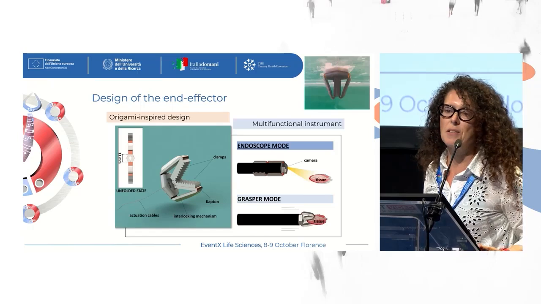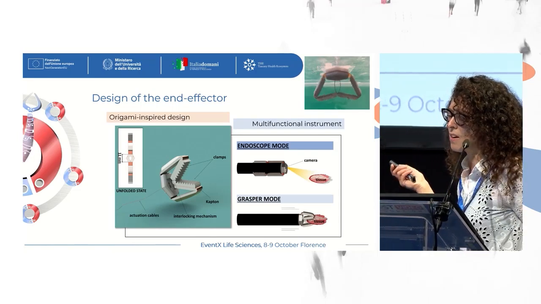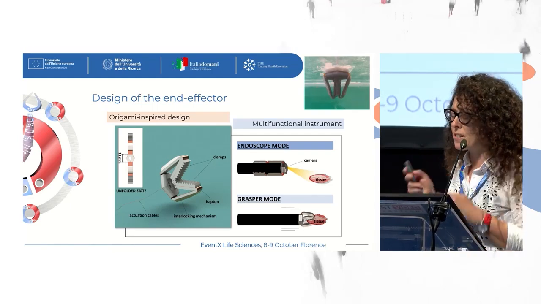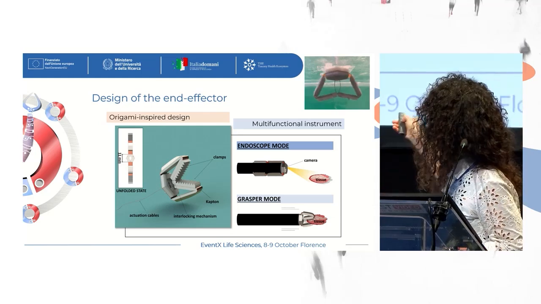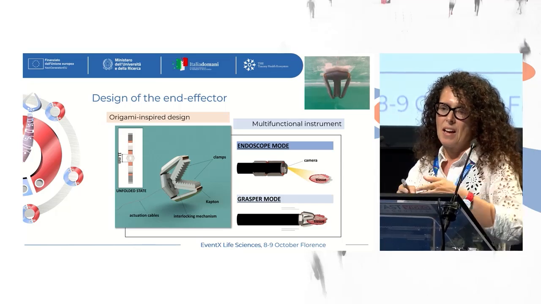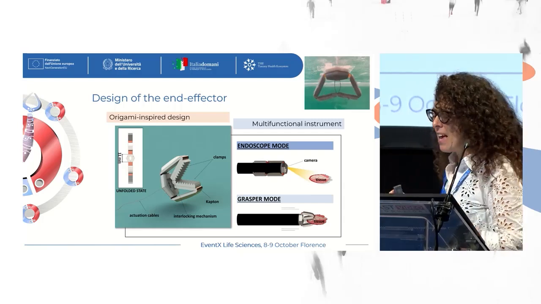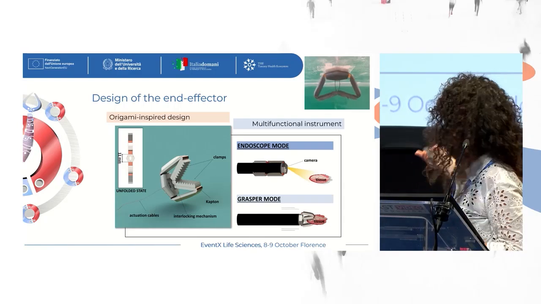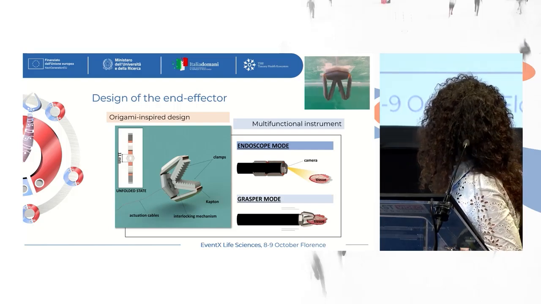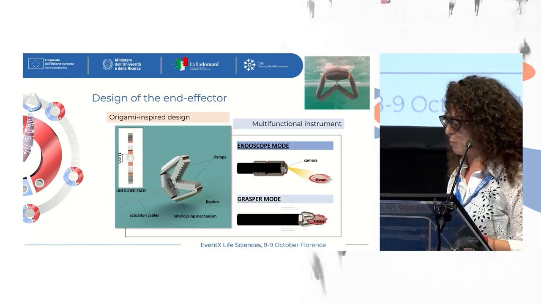The second part is the gripper. You enter the body to do something. So we are developing an origami structure gripper that in the closed configuration is like that. So you can enter with a small diameter along the body. And then you can deploy it as an origami to obtain this configuration and to have the possibility of manipulation.